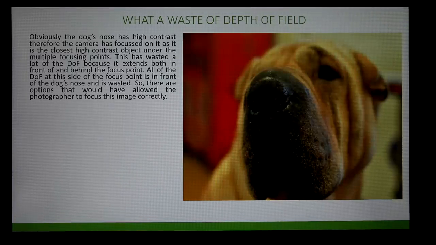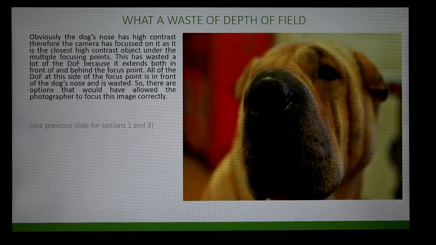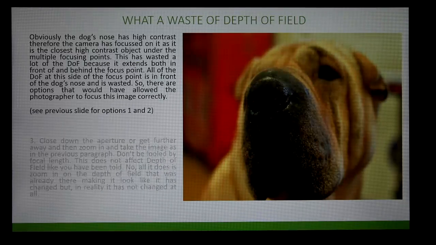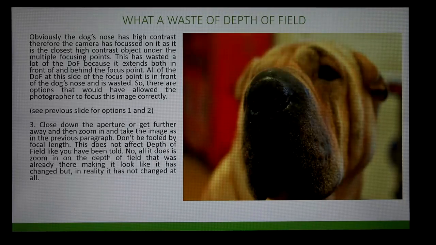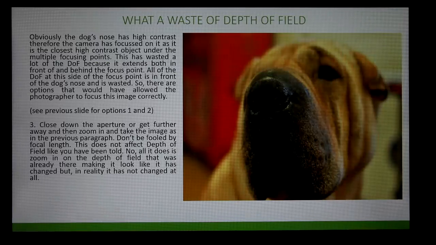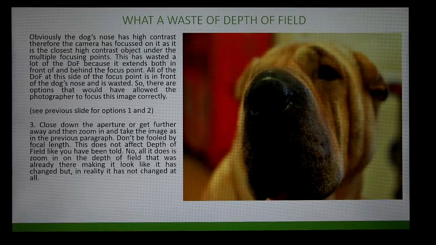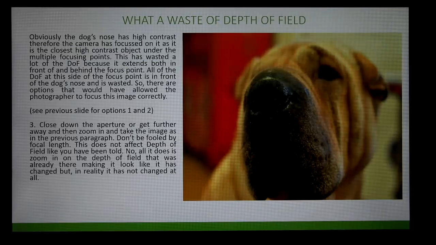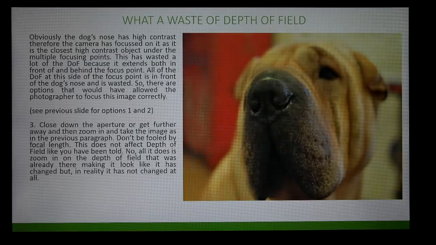So, there are options that would have allowed the photographer to focus this image correctly. See previous slide for options 1 and 2. 3. Close down the aperture or get further away and then zoom in and take the image as in the previous paragraph. Don't be fooled by focal length. This does not affect depth of field like you have been told. No, all it does is zoom in on the depth of field that was already there, making it look like it has changed, but in reality it has not changed at all.